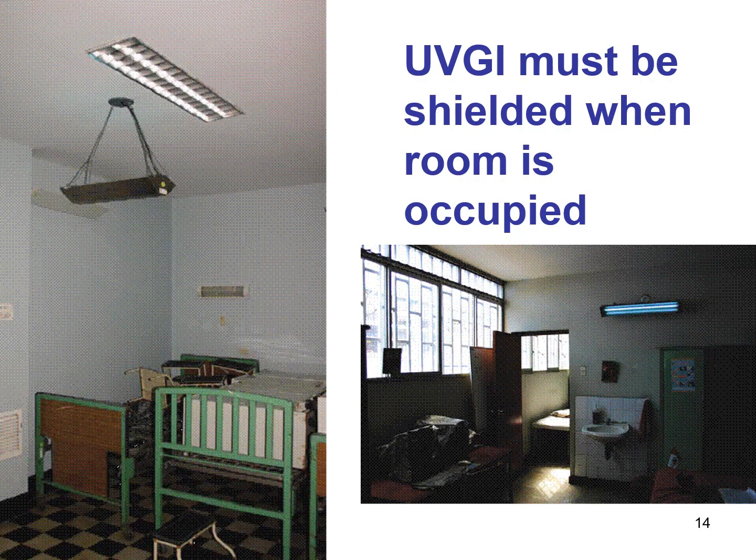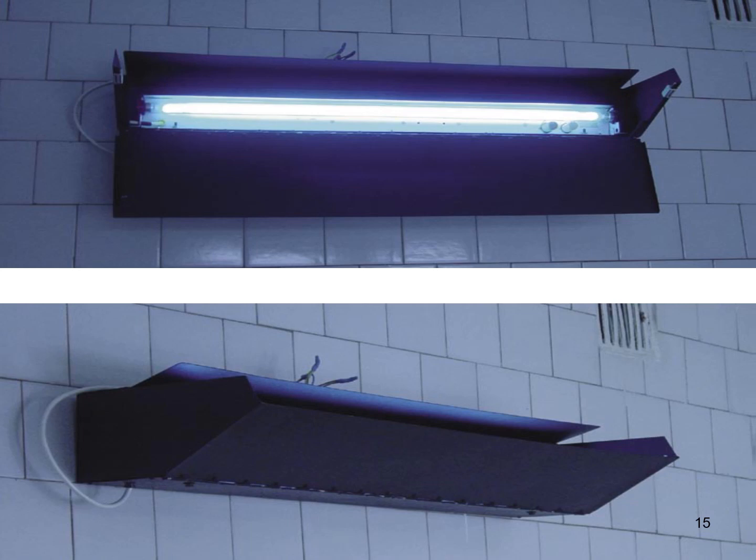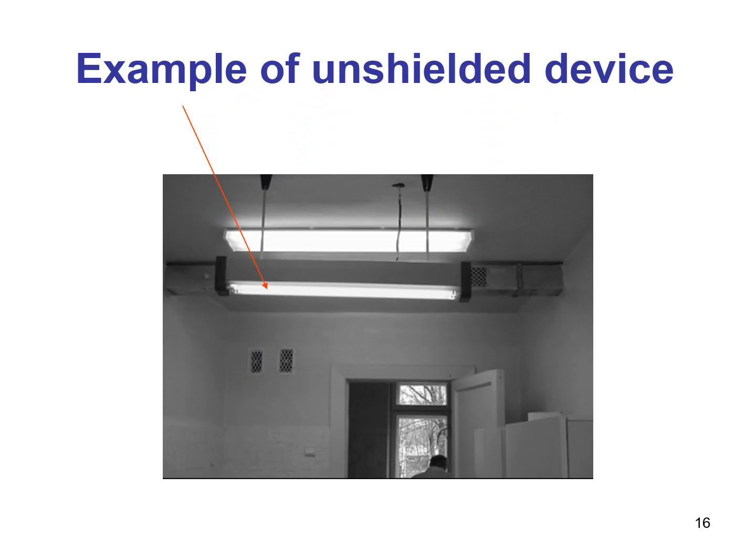UVGI must be shielded when the room is occupied. The device on the left is shielded to avoid eye damage, while the right one is not. The unit in this picture may be used with flaps down when there is no one in the room. When the space is occupied by people, the flaps must be up to provide shielding. The picture shows an unshielded UV lamp in the laboratory. It is turned on when the laboratory personnel leave.